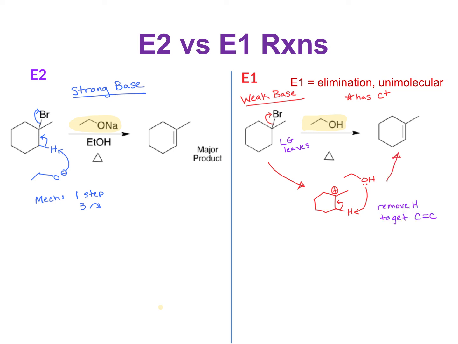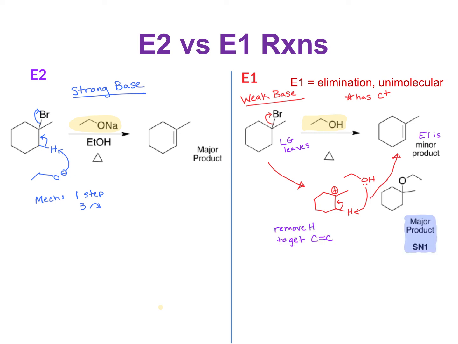Now, the other thing that's different about this is even if we heat it, this is not going to be the major product. So if you use a weak base, it's really hard to get elimination. So your major product is going to be the SN1 reaction. So that'd be this reaction shown here.